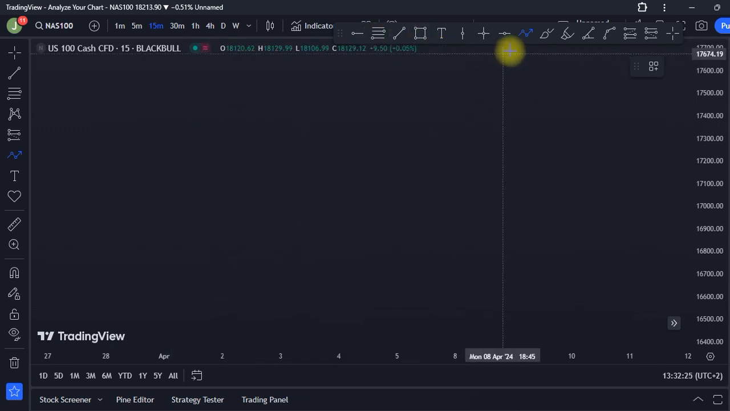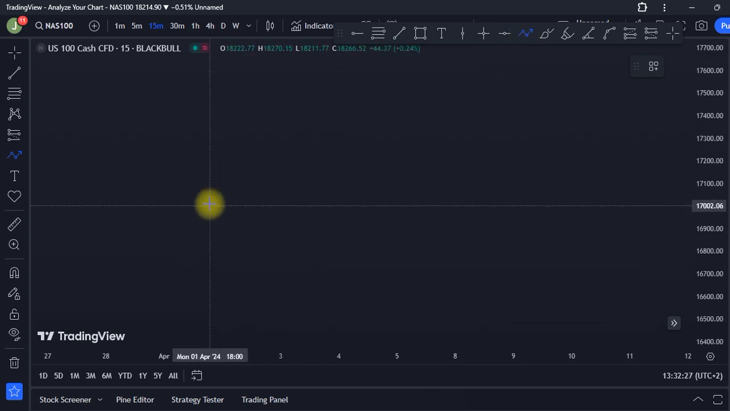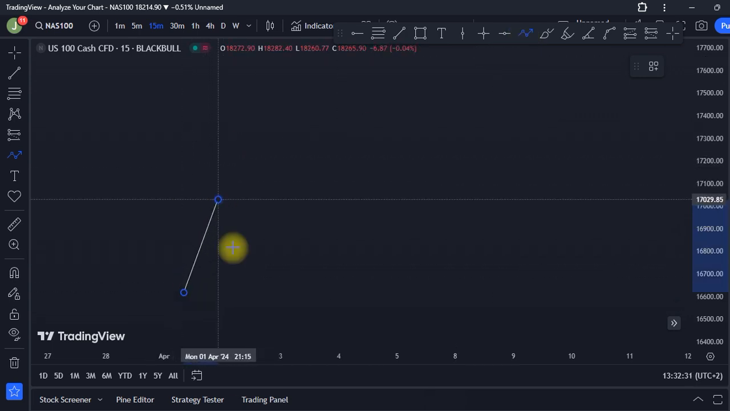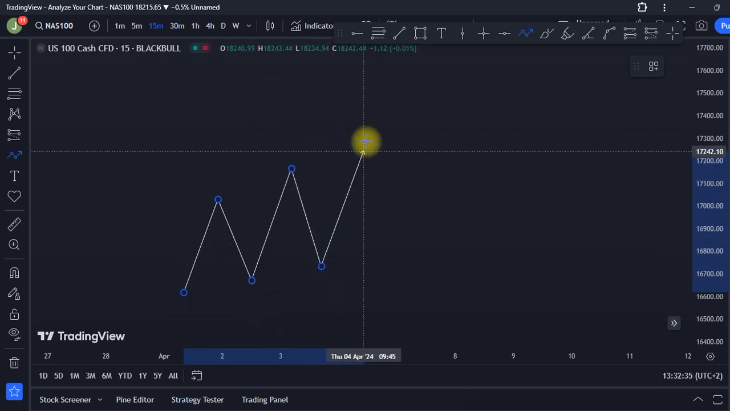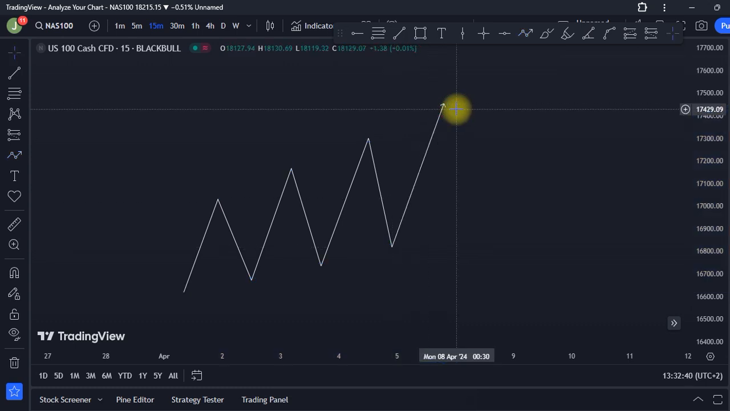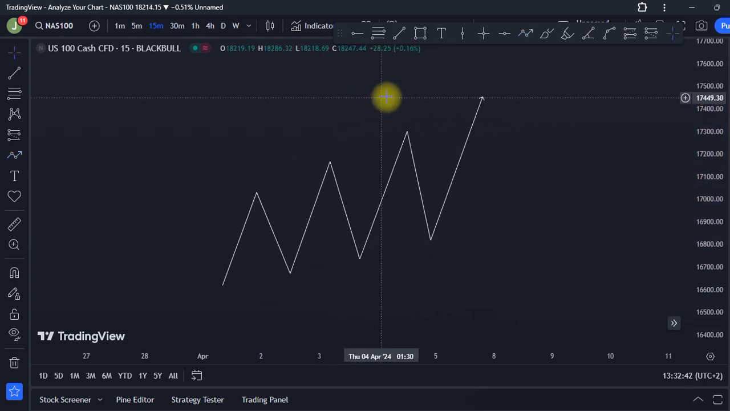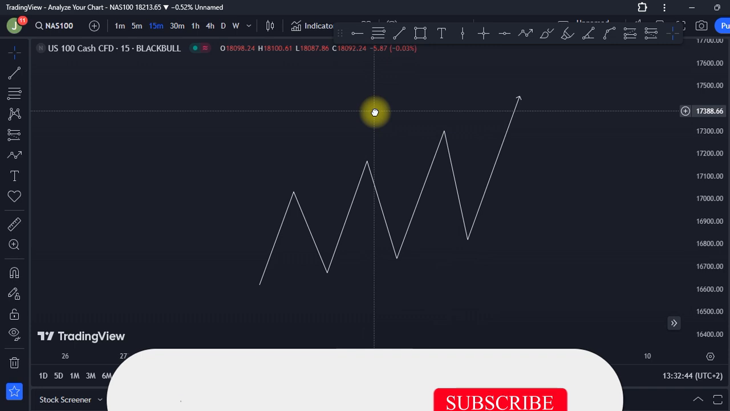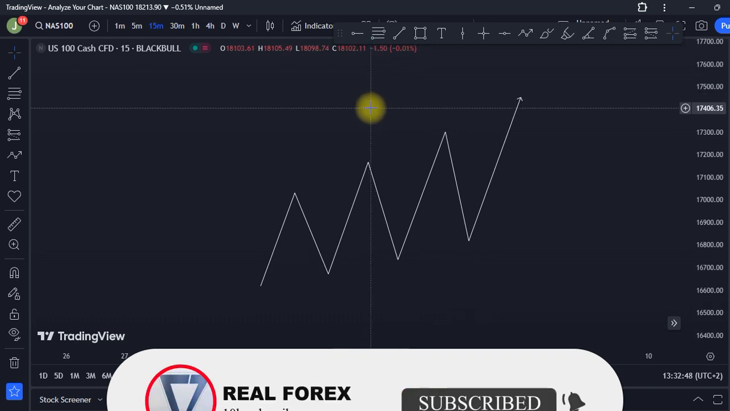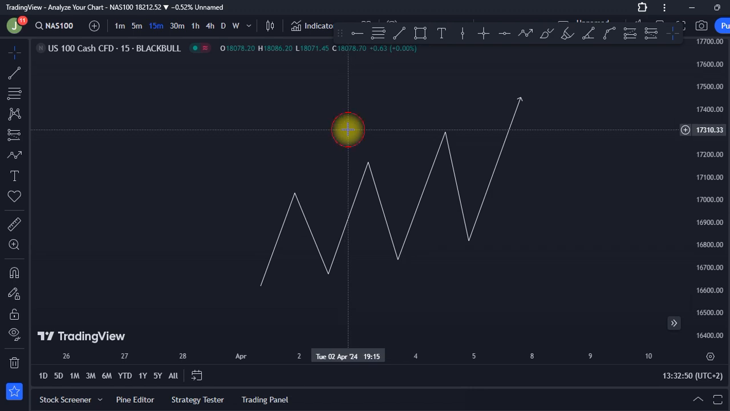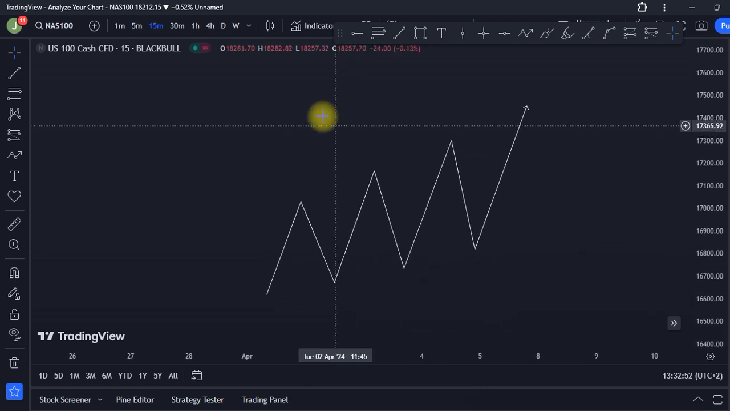Okay, so for example, let's say we are having a structure like this. We are breaking structure to the upside, and guys, you should always do this on the 15 minutes time frame, because the NFP is something that happens quickly, and if you dive into the higher time frames you can rarely see the movement of the NFP. So you should always do this on a lower time frame like the 15 minutes.